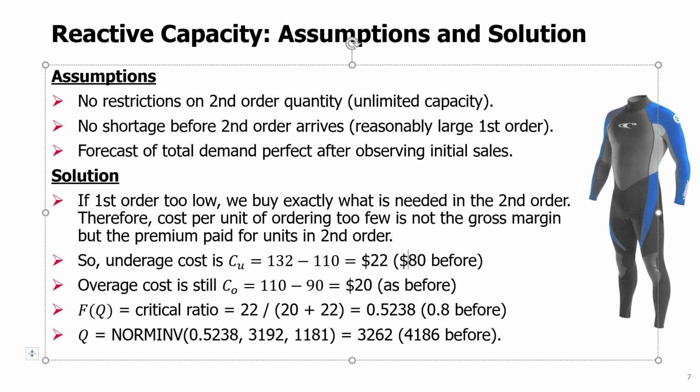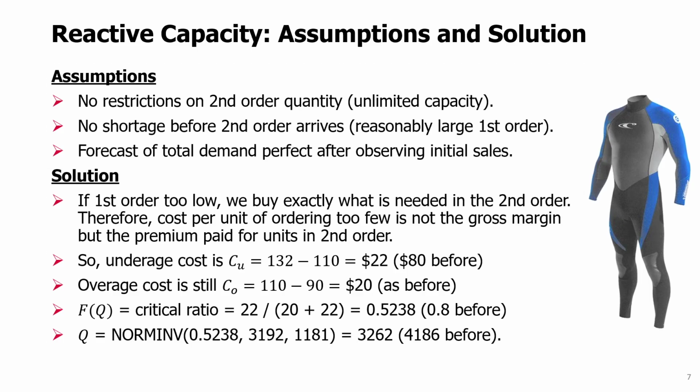Whereas now, if we order too few units in the first order, then the only cost is the premium we have to pay to order those missing units in order to cover the total demand, right? The average cost still remains the same. So if the first order is too high for the whole season, we will have leftover inventory, and each unit of leftover inventory will cost us $20.